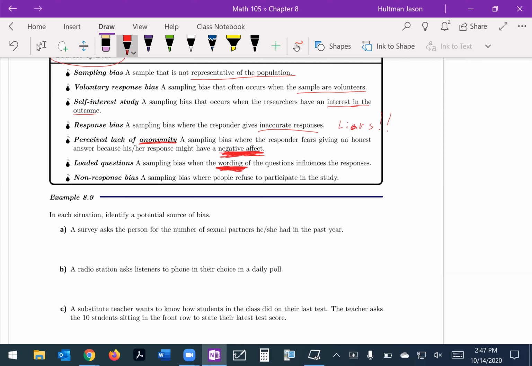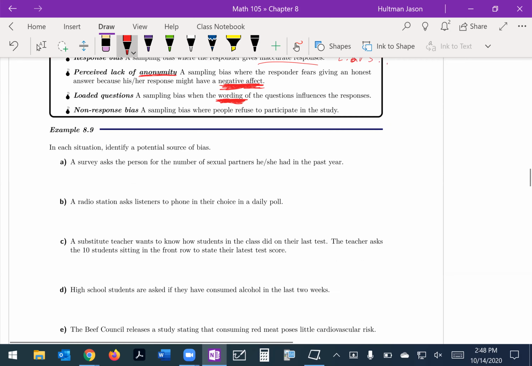Okay, non-response bias. A sampling bias where people refuse to participate in the study. Okay, basically they're like, no, I'm not participating. And the people who do participate, they have a vested interest in participating.